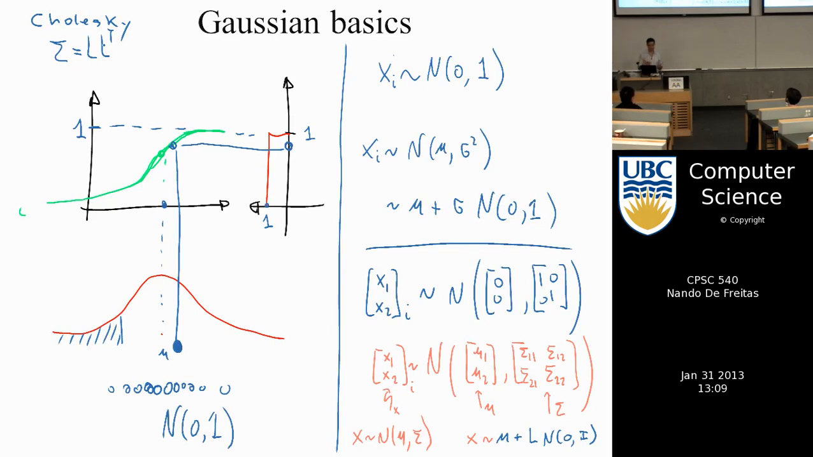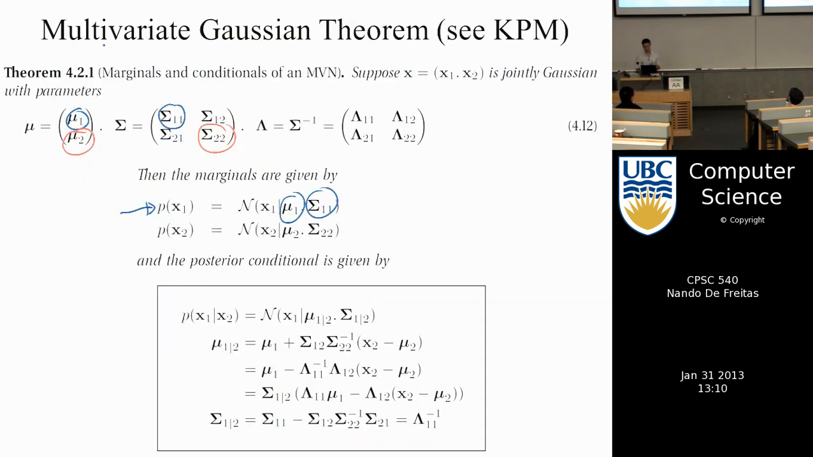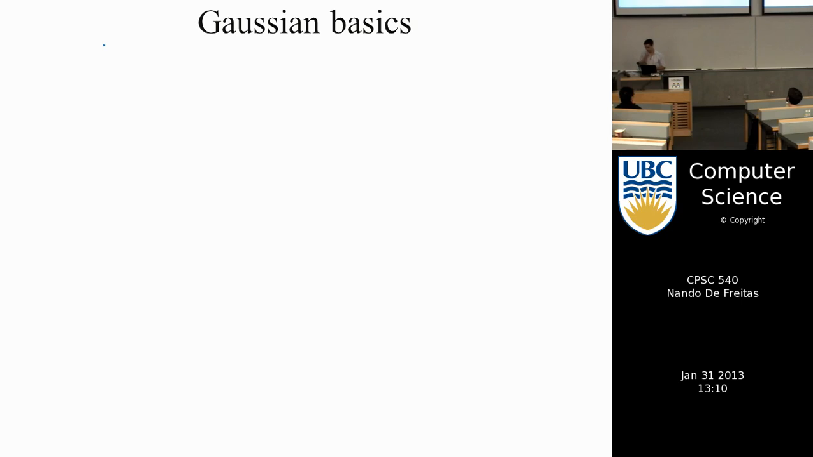The point is we have that. And if we have that, now we have a way of drawing Gaussian distributions. We have a way of generating Gaussian vectors for arbitrary means and arbitrary variances. That's the background. Now let's go back to regression.